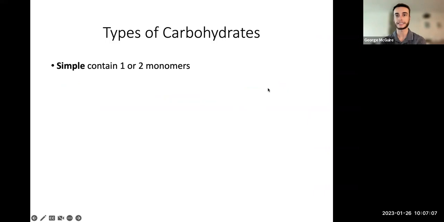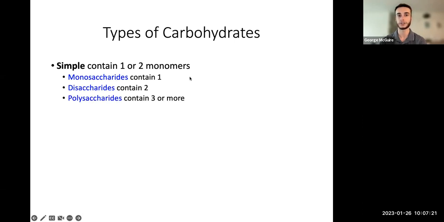We'll be talking about various types of carbohydrates. We have our simple carbohydrates composed of 1 or 2 monomers. The root word saccharide is referring to sugar. So carbohydrate, saccharide, mono, a prefix meaning one. Monosaccharides are a single sugar molecule. Disaccharides, di meaning two, have two sugar molecules combined together.